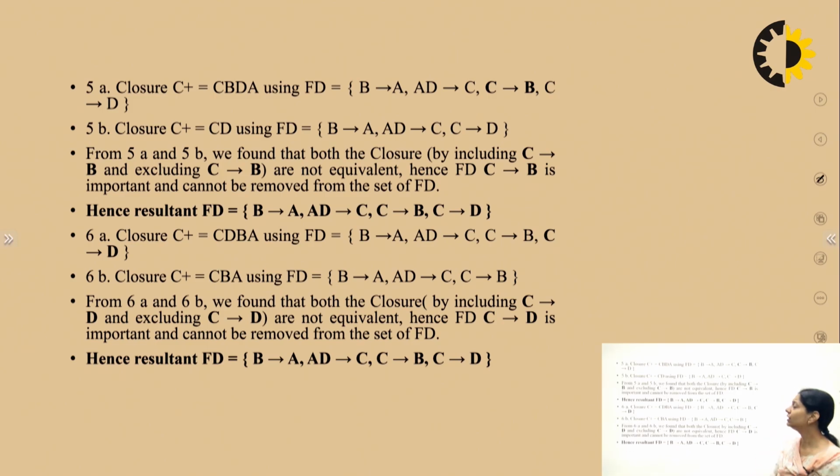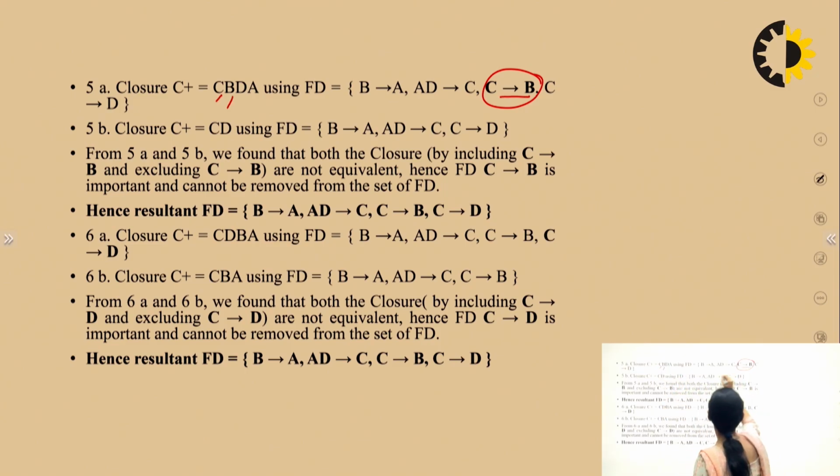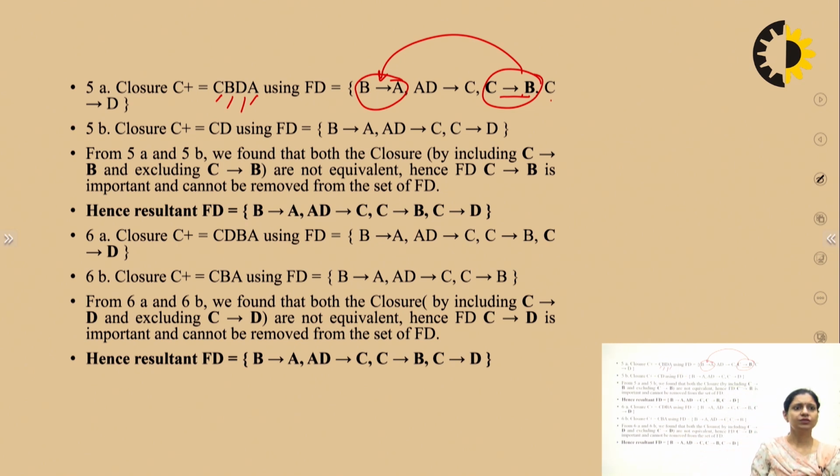Now, again, we'll check the functional dependency C dependent upon B. We'll find out the closure of C using this functional dependency. So, C to B, we have B. C to D, we have D. C to B, B to A, through transitivity, we have A. So, the closure of C is CBDA.